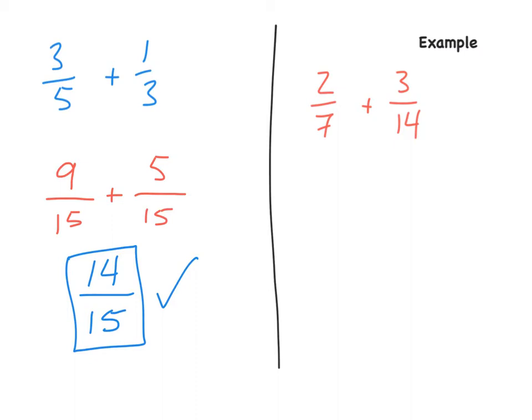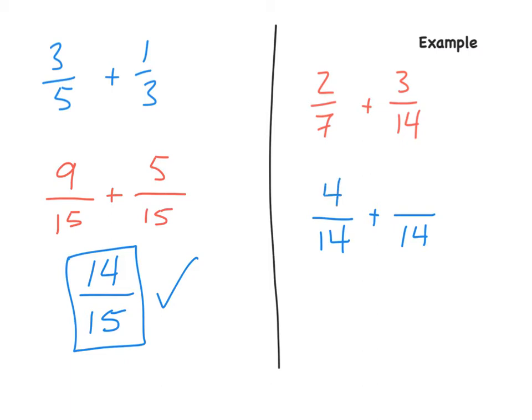But think about what the greatest common factors are. Isn't 7 a factor of 14? So couldn't we just keep the denominator as a 14? So let's see, how many times does 7 go into 14? 7 goes into 14 2 times. So if we multiply the denominator by 2, we have to multiply the numerator by 2. So 2 times 2 is 4.